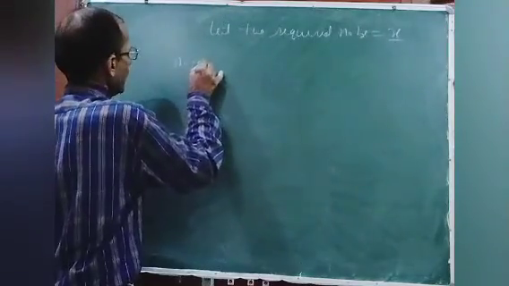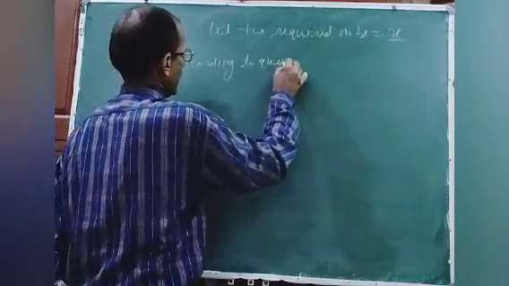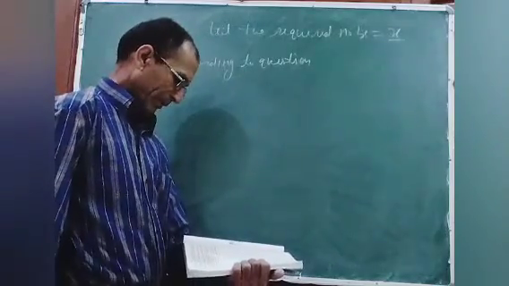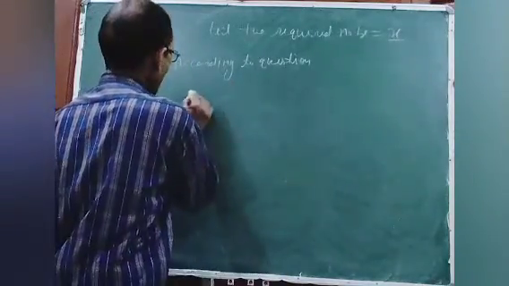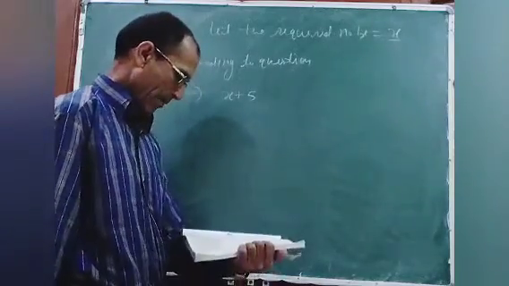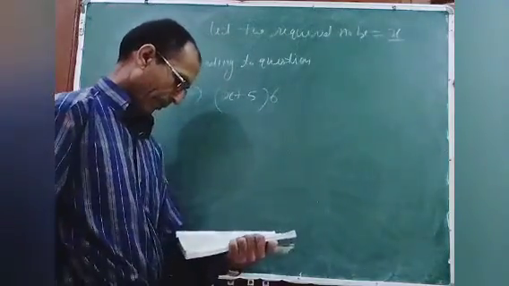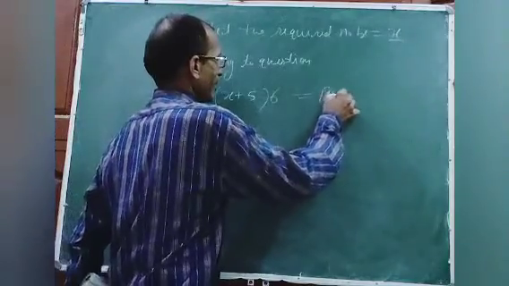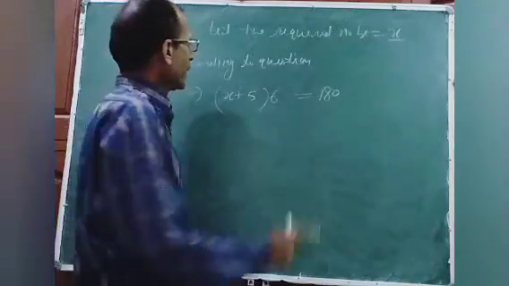According to the question, think of a number, add 5. So the number is x. Now 5 is added. I added 5 and multiply by 6. So this is multiplied by 6. The answer is 180. I think all are understanding. Very simple. I assume the required number x. So what is the question?